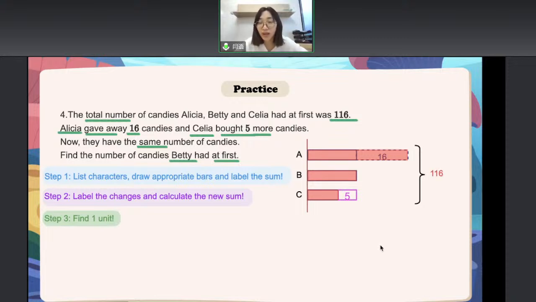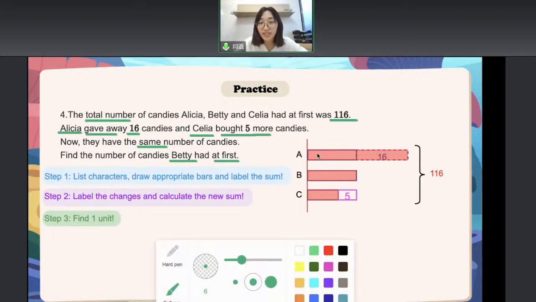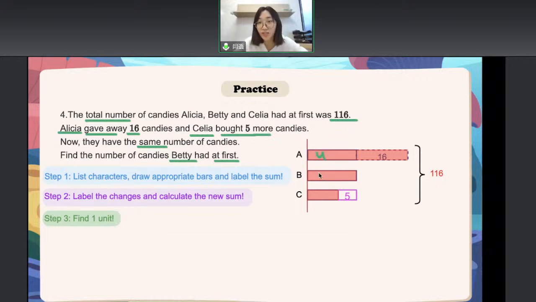So what about the sum? How can you figure out the sum of these 3 units? 1, 2, 3. How to do that? Okay, correct. So again, you see that. Firstly, 116, we need to minus 16. That is to minus the extra part here. But is it enough? No. Good job. Also, you need to plus 5. Okay, question, what is 116 minus 16 and then plus 5?